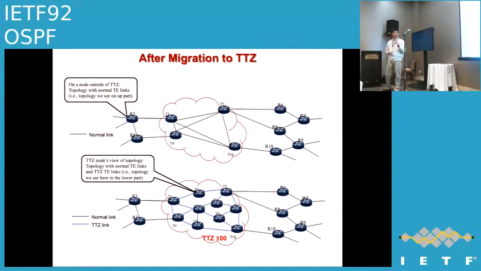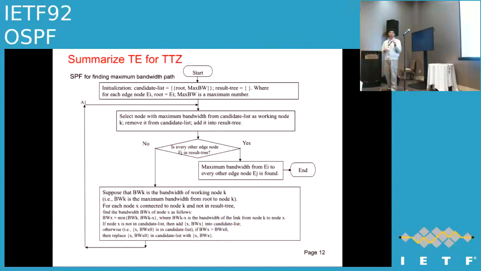So next page. So this is the algorithm of how to figure out the maximum bandwidth among the edge routers. So basically, this is just SPF. Find the maximum path from edge to edge. So we just change the existing SPF to find the maximum bandwidth path, and then that's all among the edge to edges. So next page.